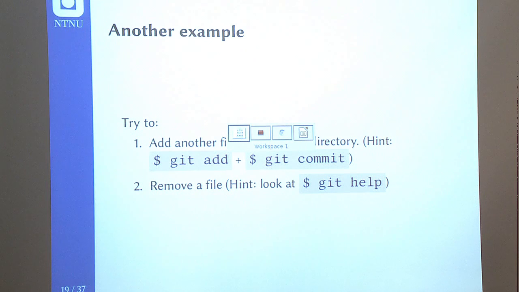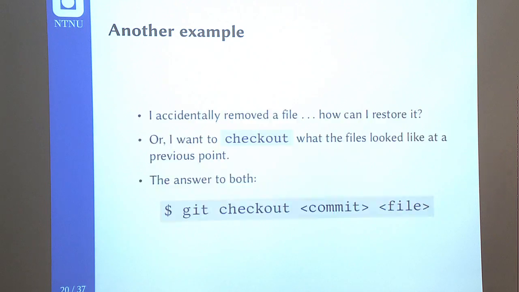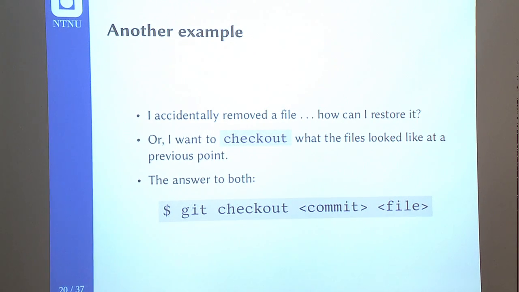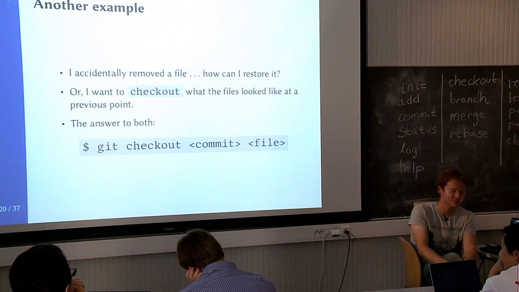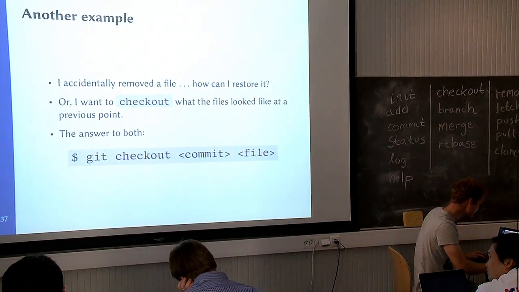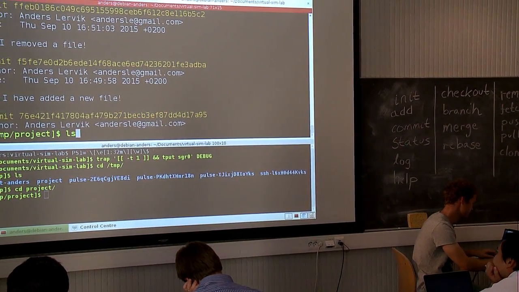Okay. So if you're trying this, you might actually accidentally have deleted the file, and then you might wonder, how can I get it back? Or what if now I want to look at the previous version of this? Then I had that other file before I deleted it. How can I do that? And then I come back to this checkout command, which I showed you a couple of slides ago. That's actually how you go back in time, so to say, or how you restore deleted files. So I will just show you now how it works.